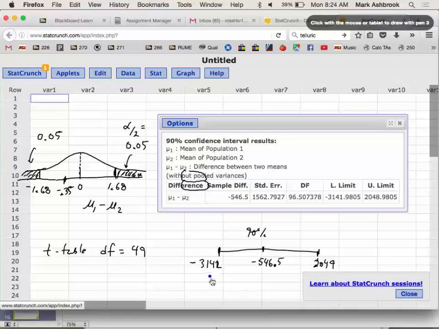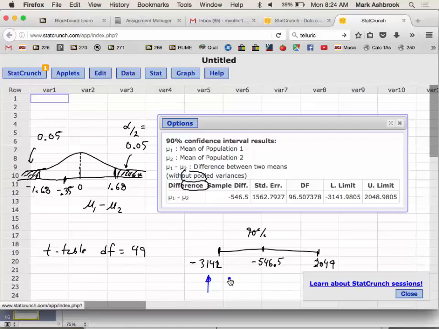What does this say again? What does negative 3142 mean? Women speak. So this is the lower end of our confidence interval. We'd be 90% confident that the difference between the number of words spoken is between negative 3142, meaning women speak 3142 more words per day, until the difference of the means is 2049, meaning men speak 2,000 more words per day. So is that interval consistent with rejecting or not rejecting the null and saying we don't have evidence to say that one speaks more than the other?